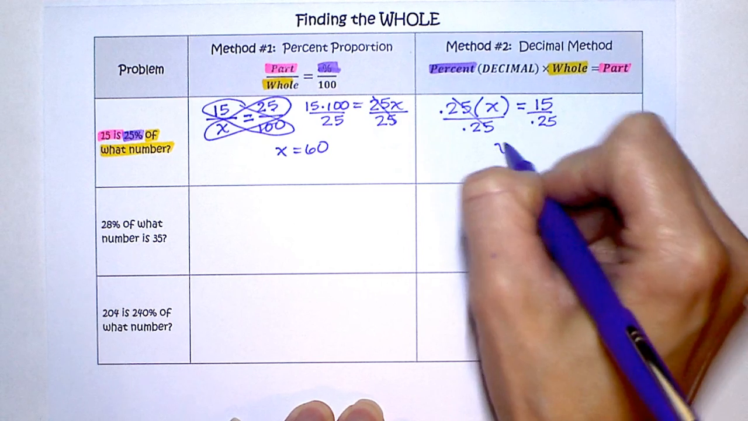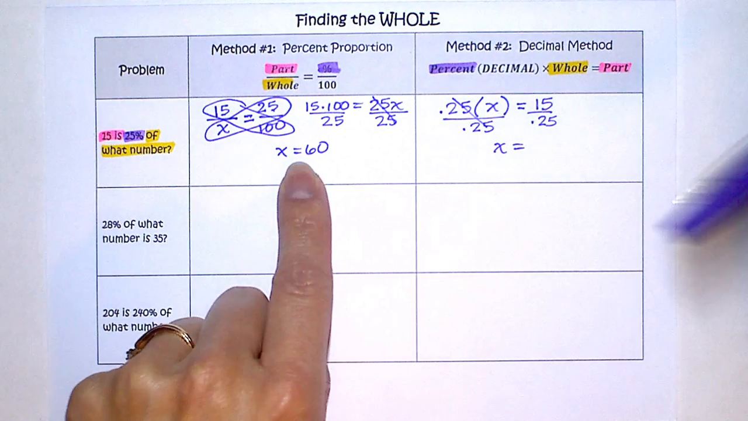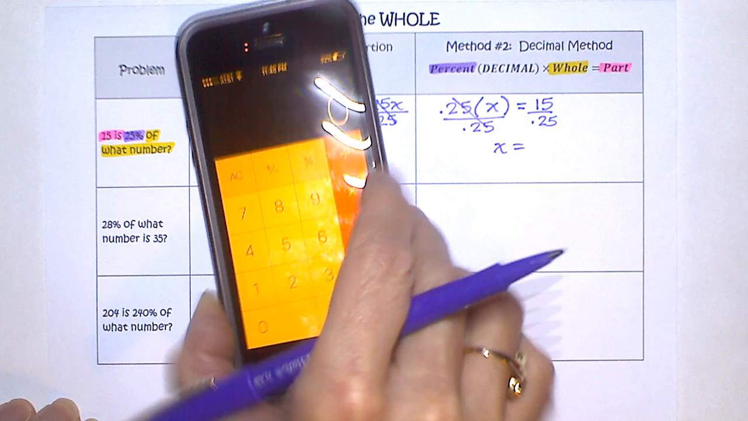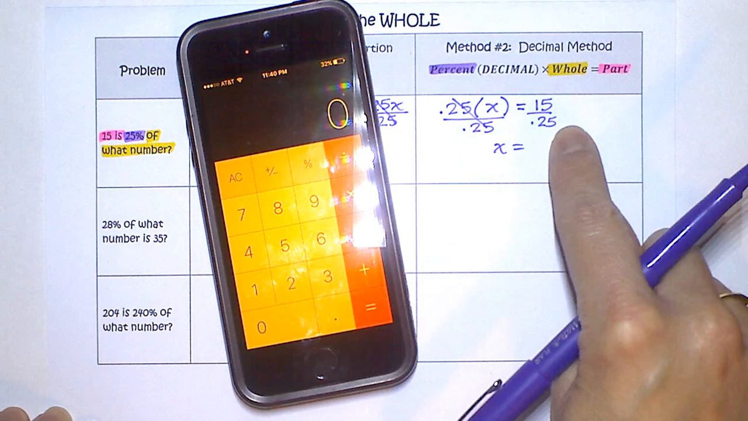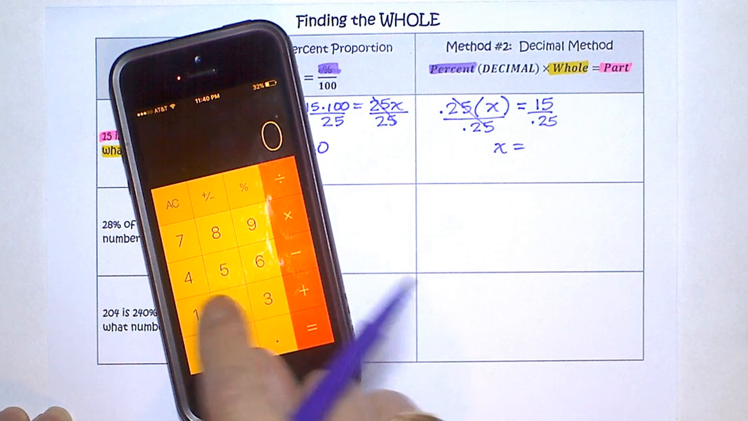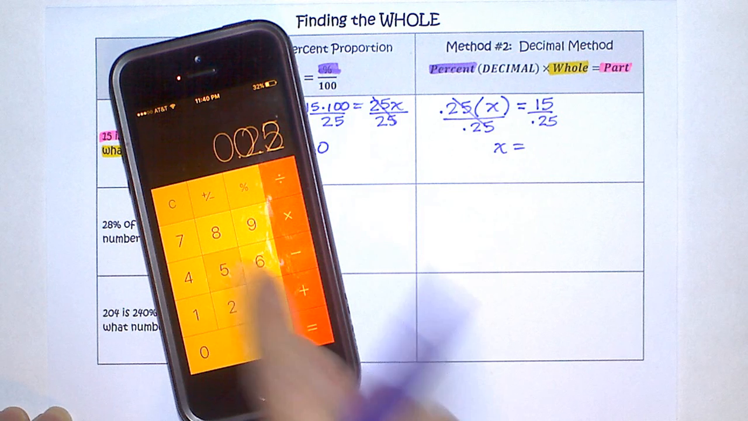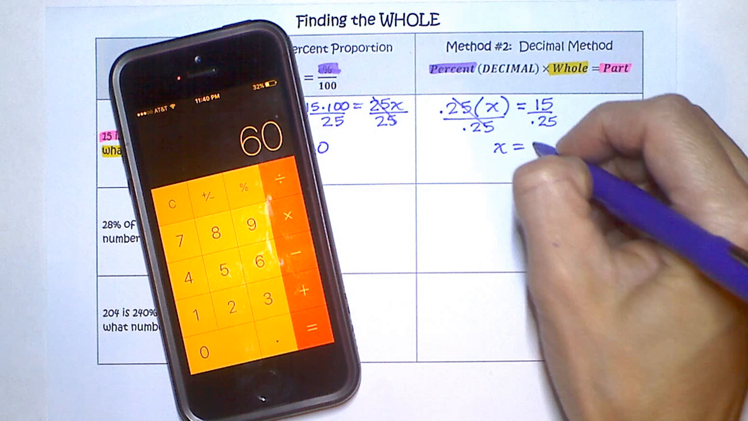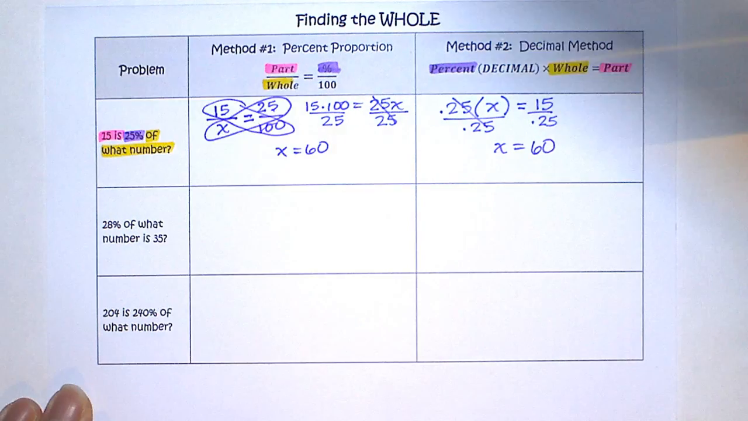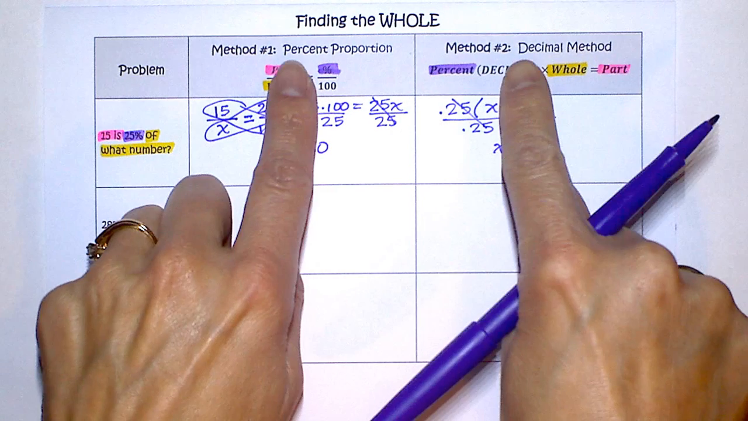So x equals, now we already know it's going to be 60 because we just did this problem, but let's make sure that's what we get when we use the decimal method. So we have 15 divided by 0.25, and looky there, we get x equals 60. So again, we got the same answer, but we used two different methods.